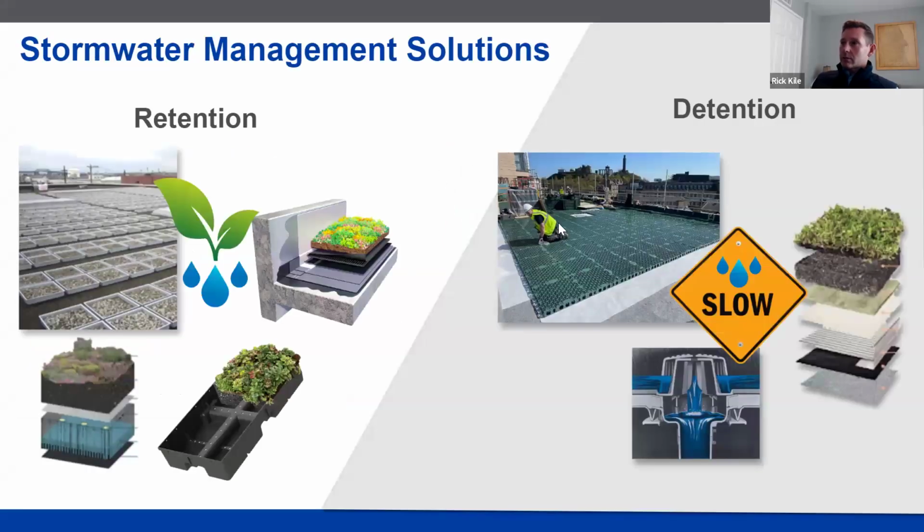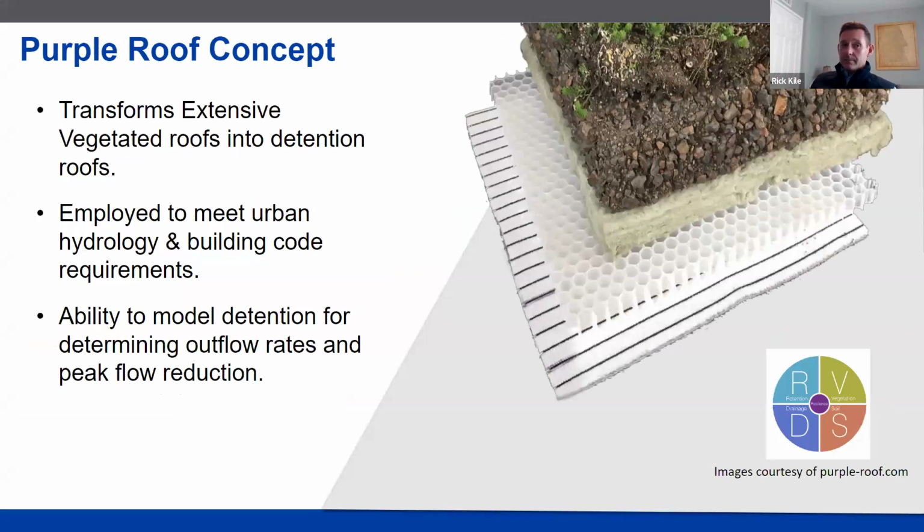And it's really about tools, right? If we think back to that map of the United States and how climate varies across the country, our precipitation volume varies across the country. It's about how do we take these tools and integrate them into the systems we already specify. So it's not a one-size-fits-all solution. So purple roof concept is one of those tools. It can transform extensive vegetated roofs into detention-based roofs by integrating a couple of additional layers.